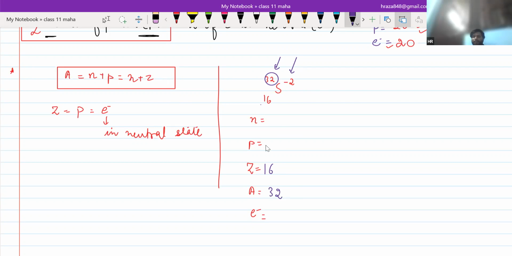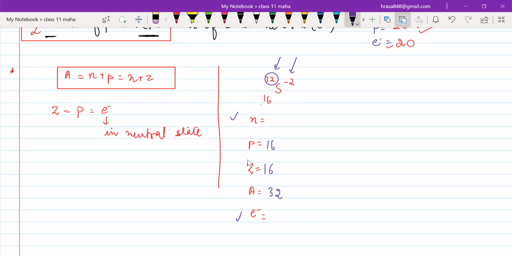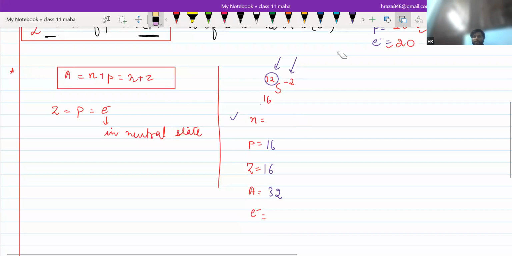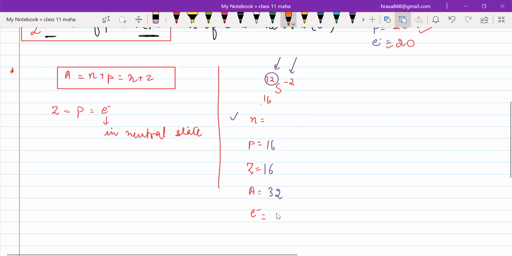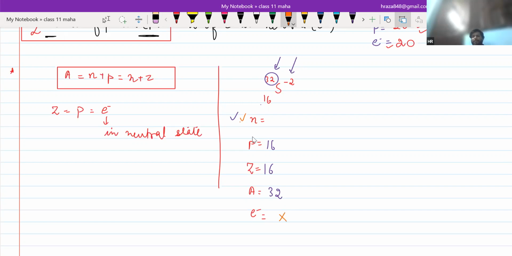Can you tell me the number of protons? 16. Can you tell me the number of electrons and neutrons? Is it minus 2? Not minus 2. What you just said, is it about electron or neutron? Electron. Electron, not minus 2. Let me know the number of neutrons first, then I will explain how to calculate the number of electrons.